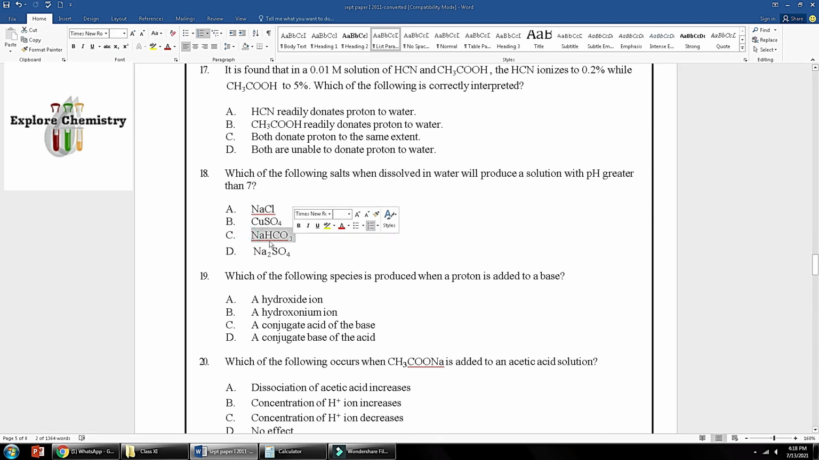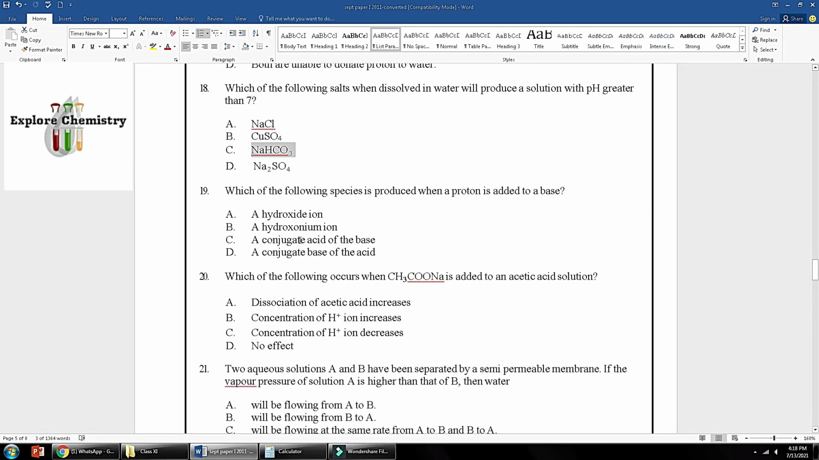Sodium bicarbonate is produced from sodium hydroxide, which is a strong base, and carbonic acid, which is a weak acid. So this is the salt which is produced by strong base and weak acid neutralization reaction. Whenever this salt dissolves in water to make aqueous solution, the solution pH will be greater than 7. Number 19. Which of the following species is produced when a proton is added to a base?